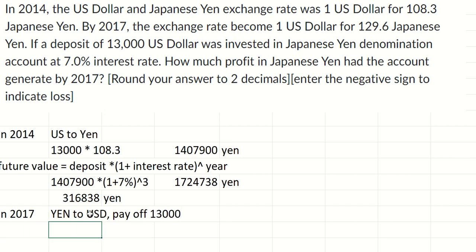So that's the 1.72478 million Japanese yen divided by the exchange rate, 129.6. That gives you how much your 1.7 million Japanese yen is equivalent to in US dollars. That equals $13,308, and then subtract that from our initial $13,000. So we just made a $300 profit. That's how you do this type of question.